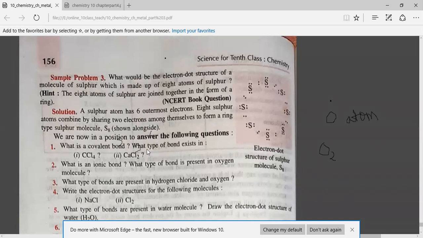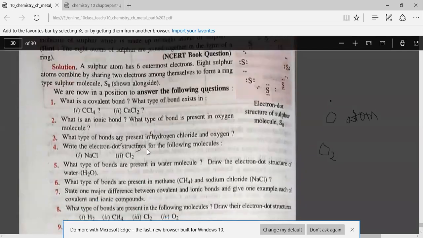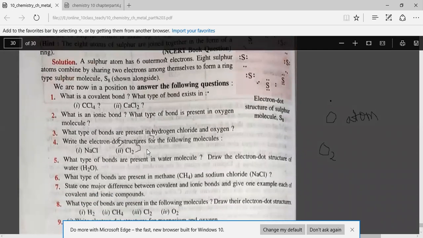Question number three. Write the electron dot structure for the following molecules: NaCl and Cl2. What type of bonds are present in hydrogen chloride and oxygen? Third question. What type of bonds are present in hydrogen chloride and oxygen?